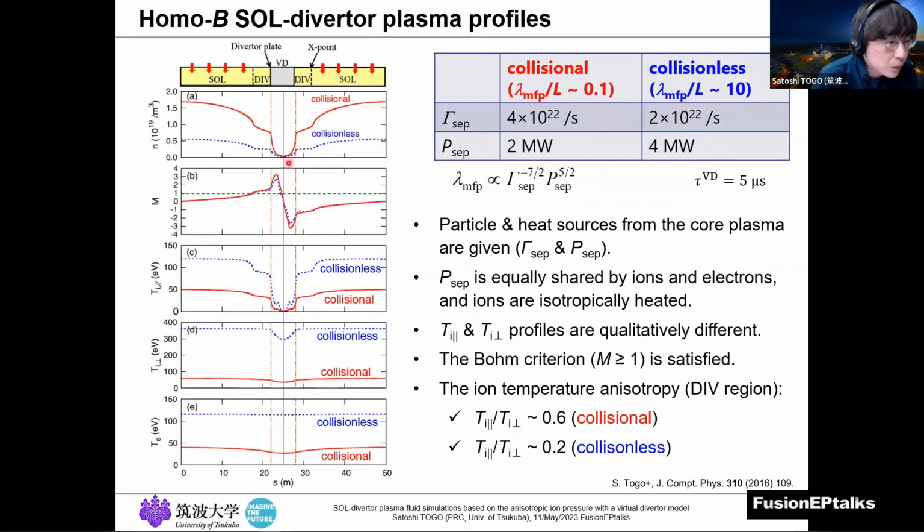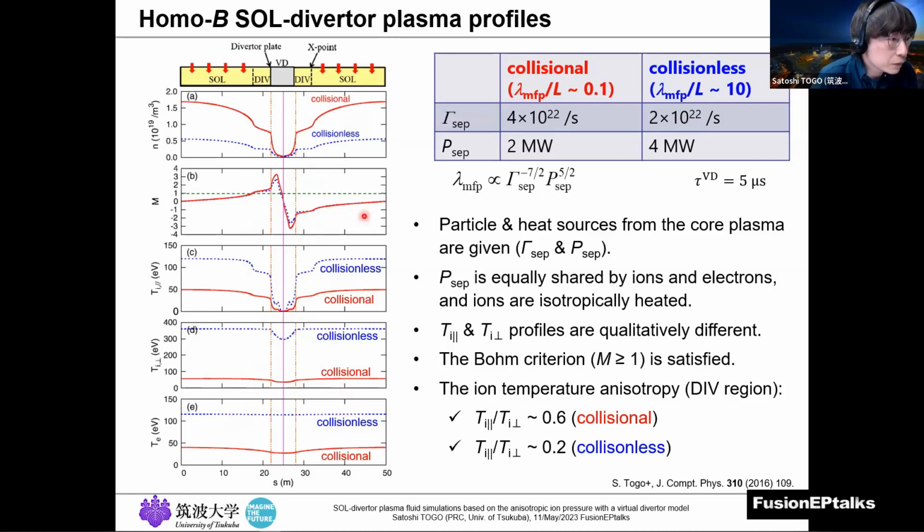In this figure, we show parallel profiles of the density, Mach number, parallel ion temperature, perpendicular ion temperature, and electron temperature. The vertical orange lines represent the sheath edge, and between them a virtual divertor region lies. Then the red and blue curves represent the collisional and collisionless cases respectively.